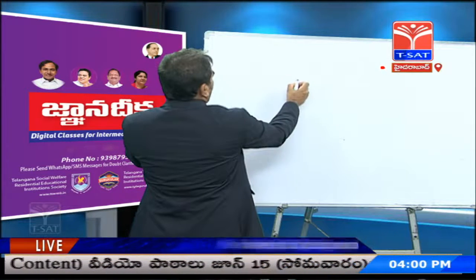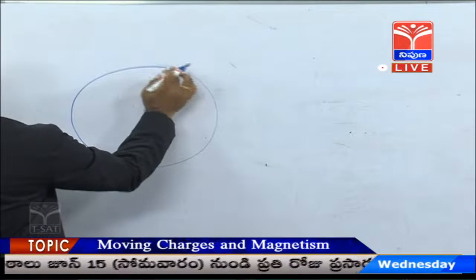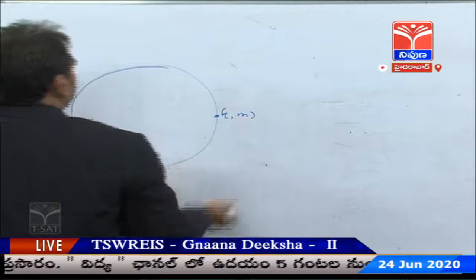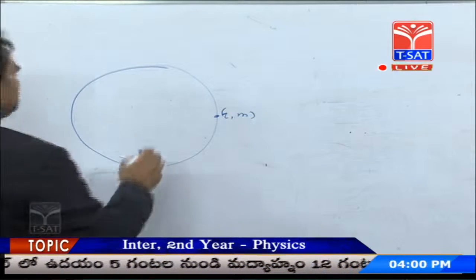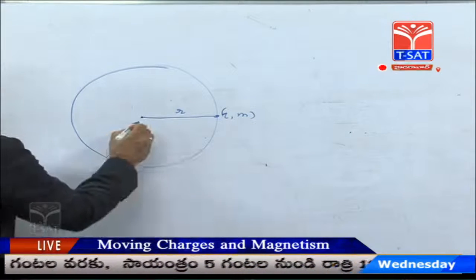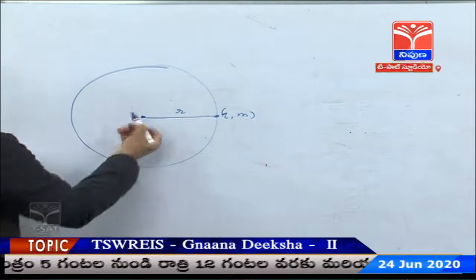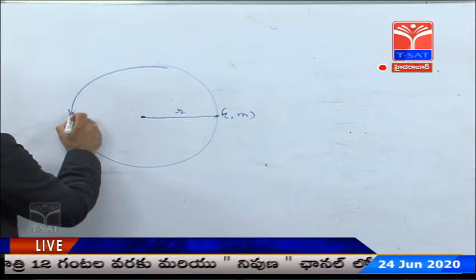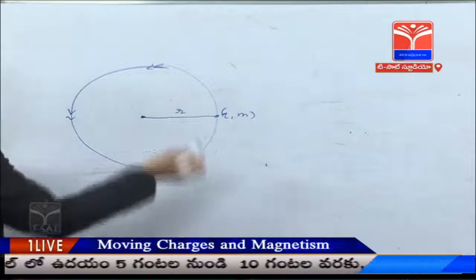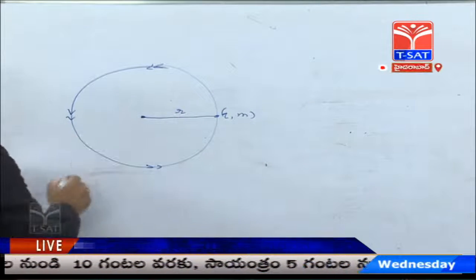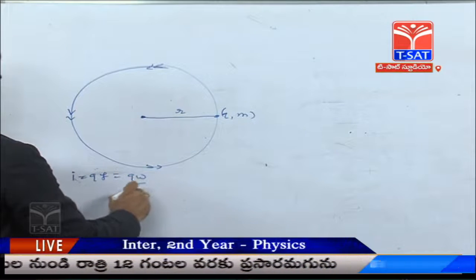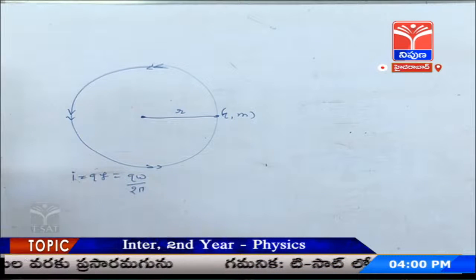Suppose we consider a charged particle of charge q and mass m, which is revolving in a circular path of radius r, along the direction like this. It produces a current at the center, given by I equal to q f, which equals q omega by 2 pi, since f is nothing but omega by 2 pi.